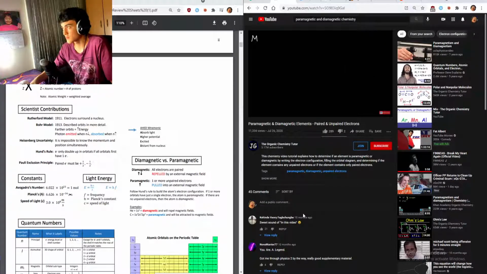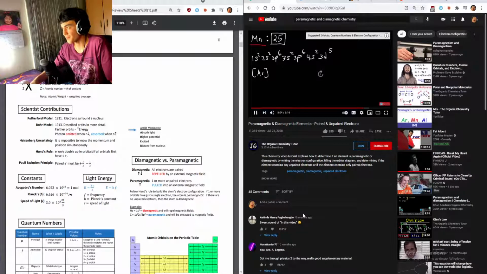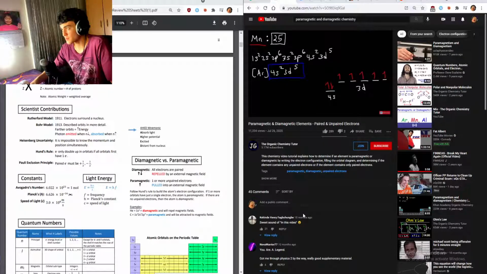Now let's work on one more example. Let's try manganese. Feel free to try this example if you want. So you can write out the configuration. This is the 4s, 3d level. Notice that we have 5 unpaired electrons in this example. Therefore, manganese is highly paramagnetic.